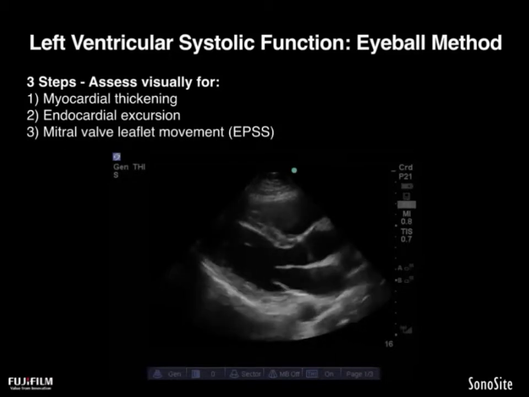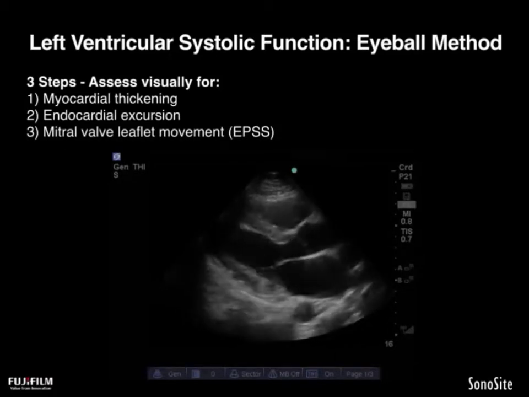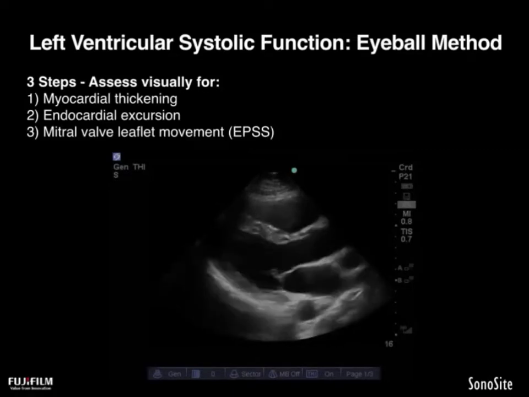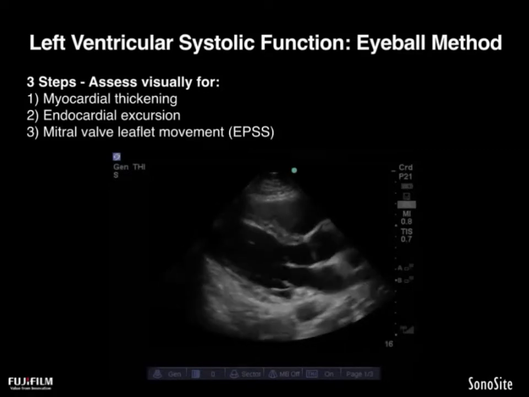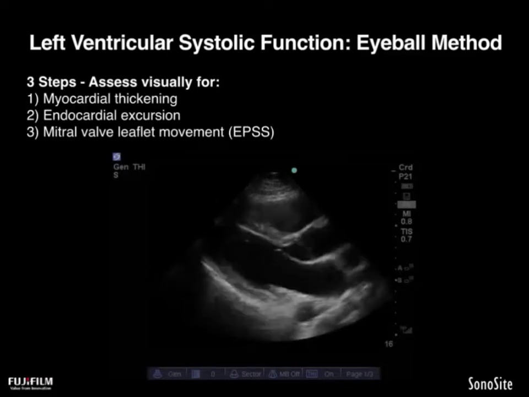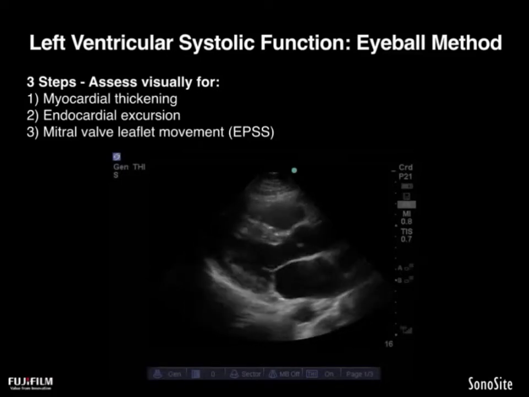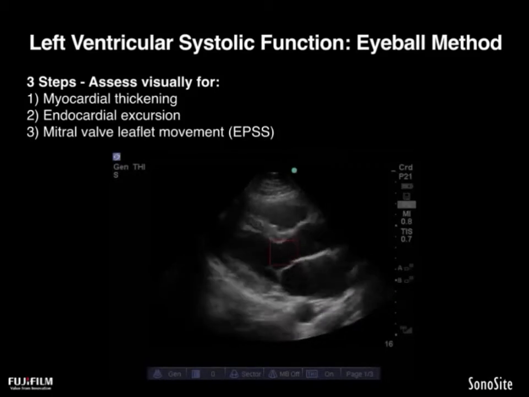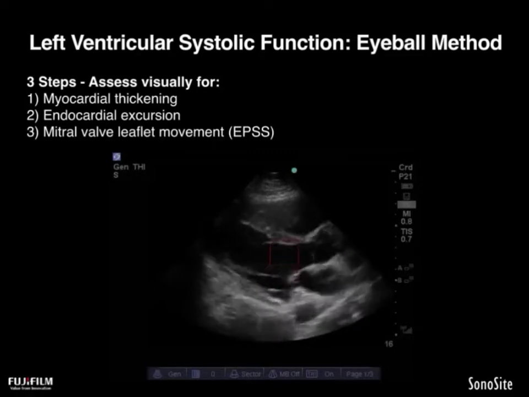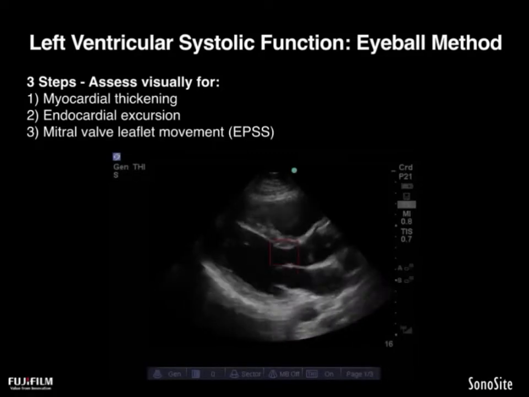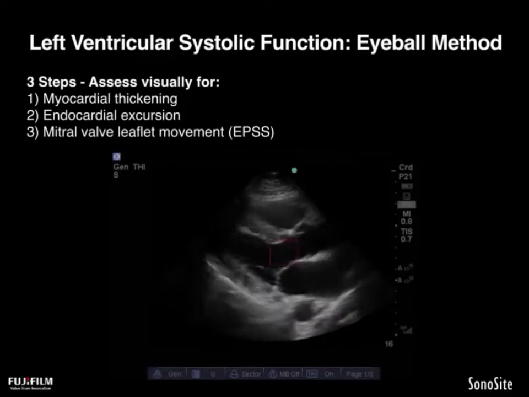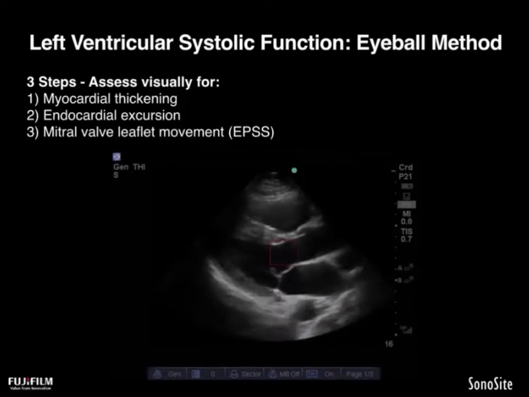Lastly, when the mitral valve is in view in a long axis portrayal, so that would either be the parasternal long axis or the apical 4 chamber view, one can evaluate for how closely the anterior mitral valve leaflet comes to the interventricular septum. In this case, we can see that during diastole, that anterior mitral valve leaflet effectively comes up and touches the interventricular septum.